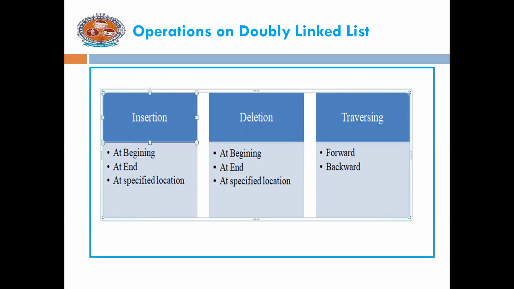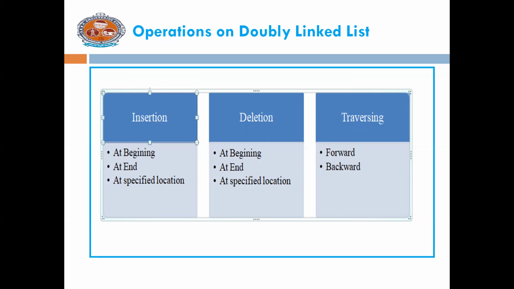And the next one is deletion. Similarly, here you can delete a node from the beginning or from the end of the linked list, or from a specified position you can delete a particular node. And the last one is traversing. The main advantage of doubly linked list is you can traverse either forward or backward.